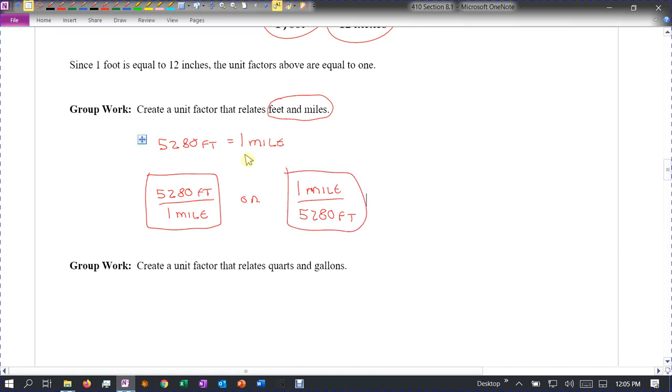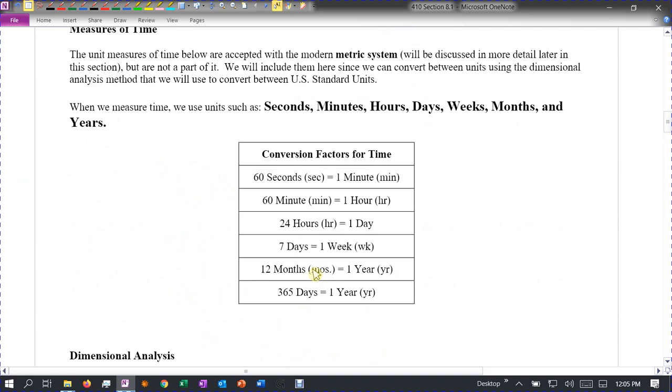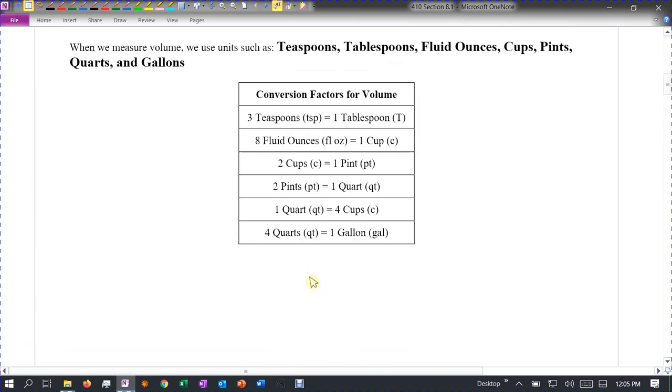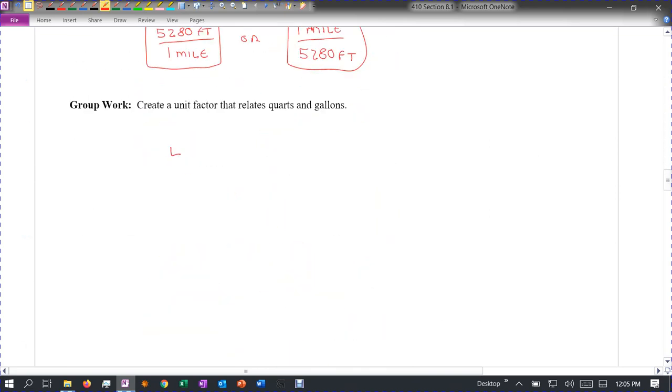Okay. So that would be how we would create the unit factors, or the conversion factor. Use the conversion factor to create the two equivalent statements. Let's do the same thing for quarts and gallons. So that's a measurement of volume. So go up, let's see here, quarts, gallons, okay. So here we go, 4 quarts is 1 gallon. So I'll write that down. 4 quarts is 1 gallon. I'll just put G. So we could write 4 quarts over 1 gallon, or we could write 1 gallon over 4 quarts. Either way.